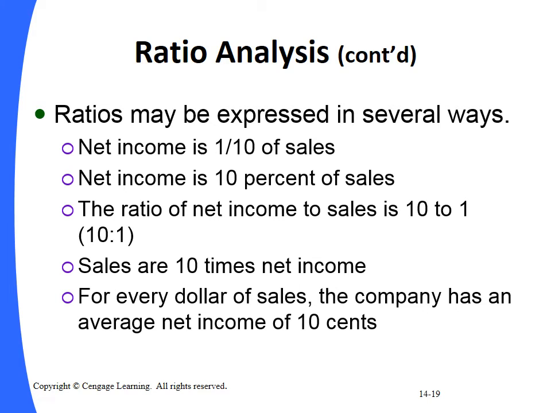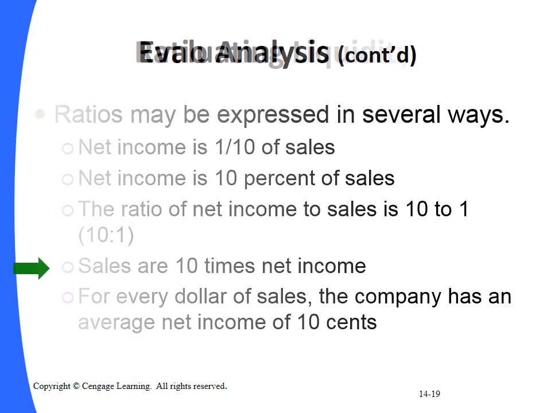Oh, sorry, one more. For every dollar of sales, the company has an average net income of 10 cents. That's one I like to use a lot. I think Walmart's is 4 or 5 cents. So for every dollar of sales Walmart makes, they keep 4 to 5 cents on the dollar in net income, based on generally accepted accounting principles. So that's an important delineation.